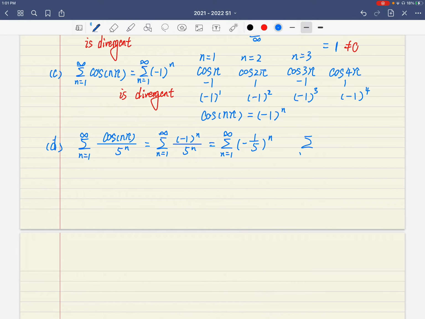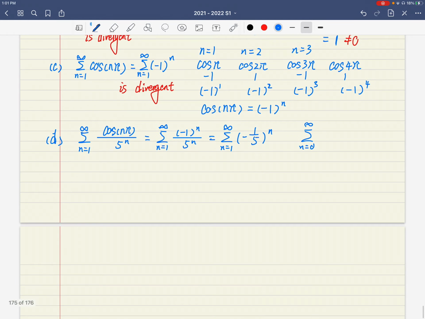It is a geometric series. Just a quick review, a geometric series looks like this: it is a times r to the power of n. The details are covered in problem 2. If you missed that, you can go back. So here, just a quick review.